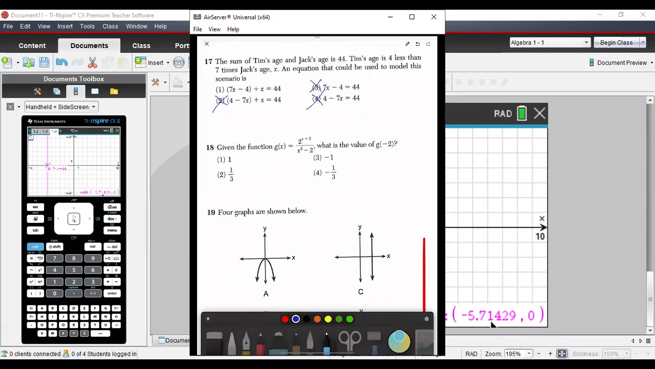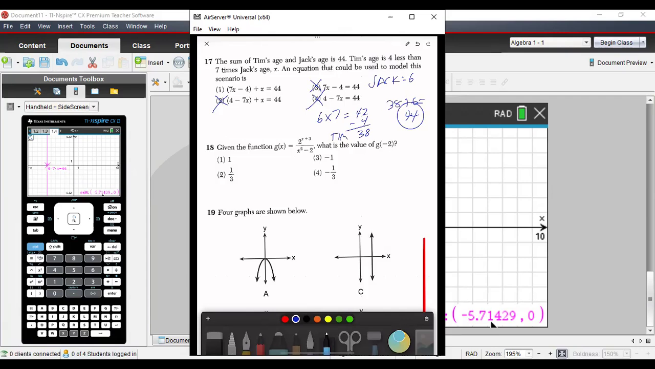That's the only one where the domain makes sense, right? But if you want to check it, you can just do that. So if Jack's age is 6, and if you multiply that times 7, that's going to be 42. And that means that Tim's age is 4 less than that. So that means Tim is 38. So if we take Tim's age, which is 38, and Jack's age, which is 6, 38 plus 6 is 44. So we've checked it, right?